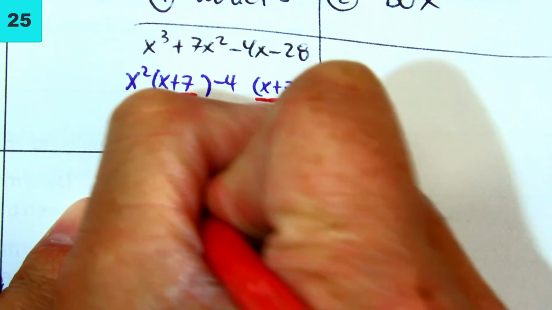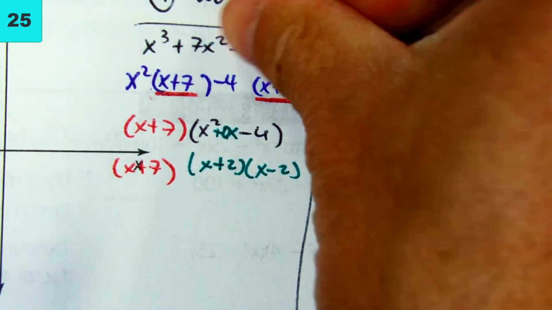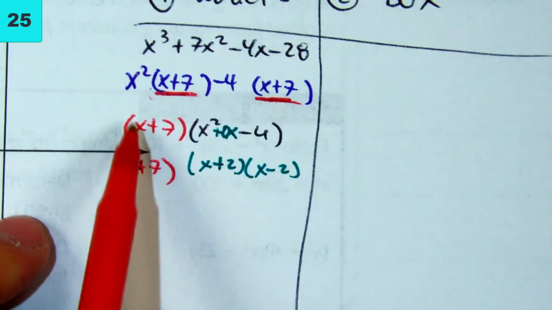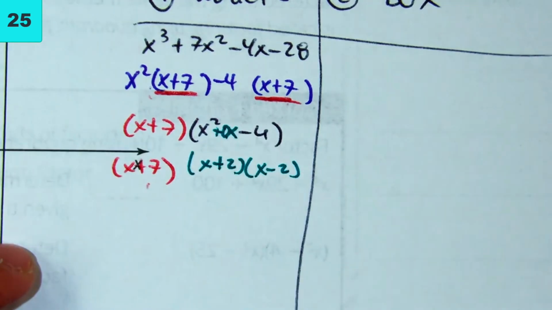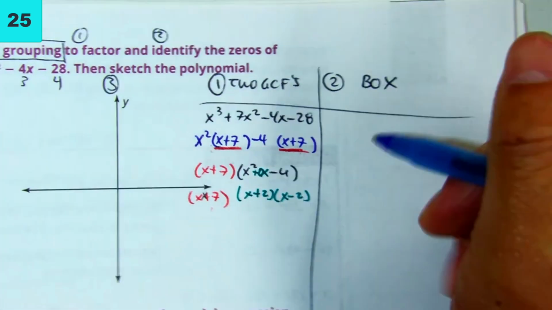So there I factored using a method called 2 greatest common factors. GCF, GCF, that's the first one. The second one is in red. The other method, the second method, is called the box method, the area model. And we've actually done it before, it's really familiar.